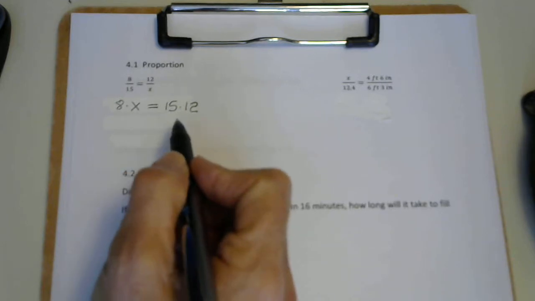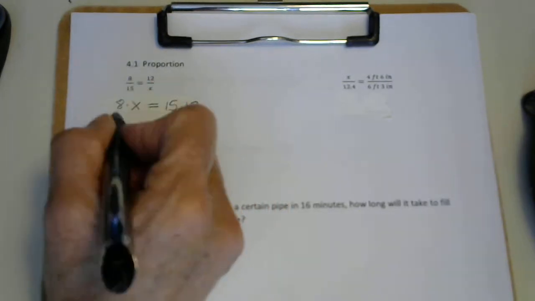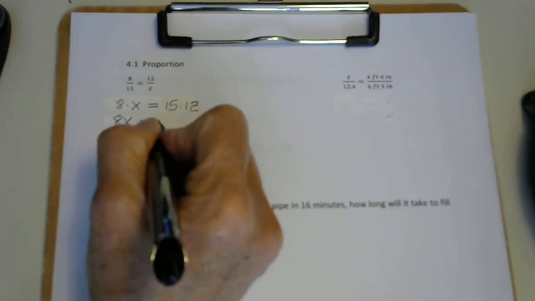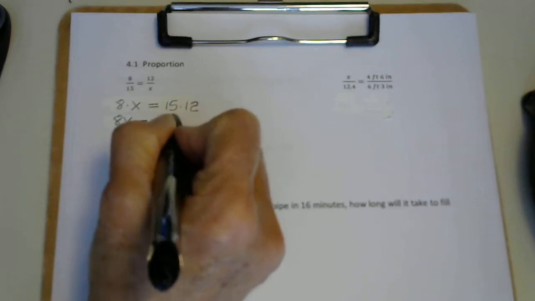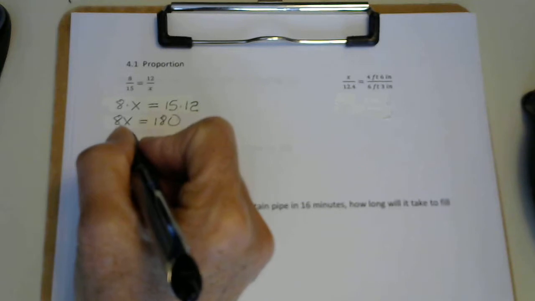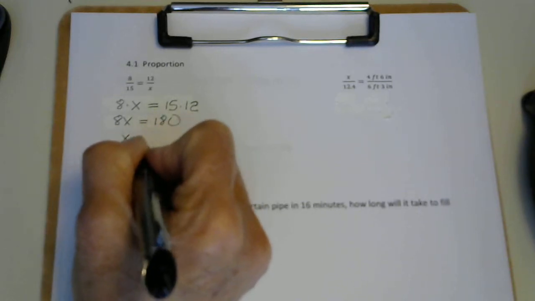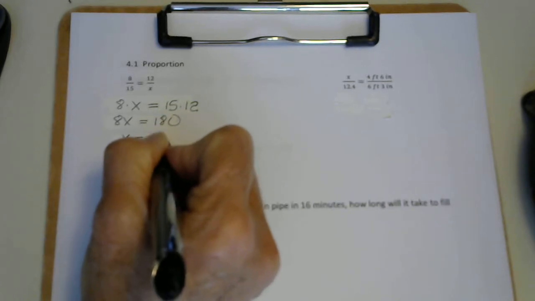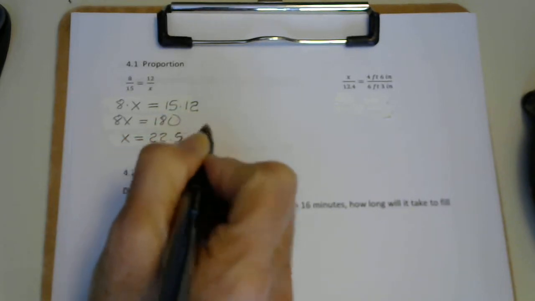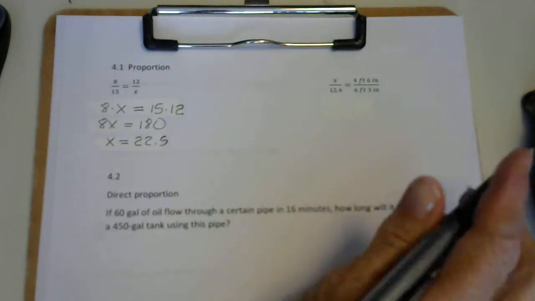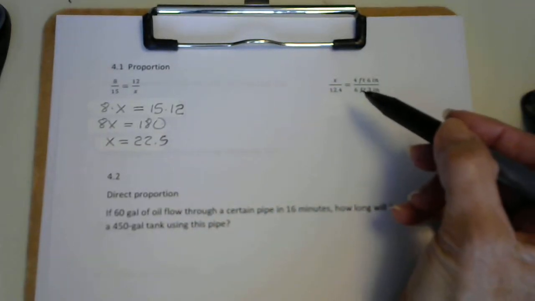Since these two sides are equal now, I can just simplify. 8x is equal to 180. I want to solve for 1x, so I'm going to divide both sides by 8 and get my answer of 22.5.